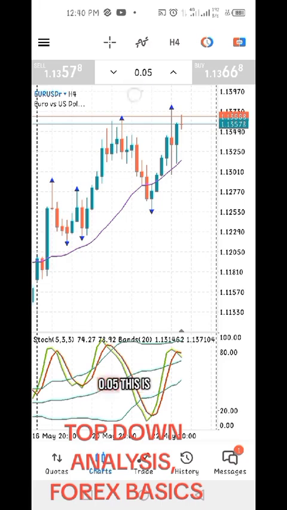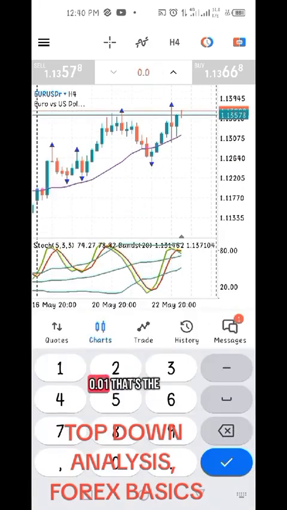Now this one, 0.05, this is the lot size. The minimum lot you can use here is 0.01. That's the minimum. 0.01, 0.02, 0.03, 0.04, 0.05, and so on and so forth, depending on your capital. Are we getting it now? Now, because of the nature of our capital, we are using $50. So I suggest that we use 0.02. For me, I'm going to be using 0.02 and 0.03, but most of the time, I'm going to be using 0.02.